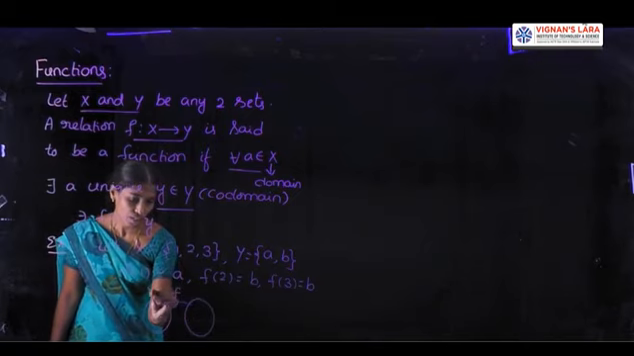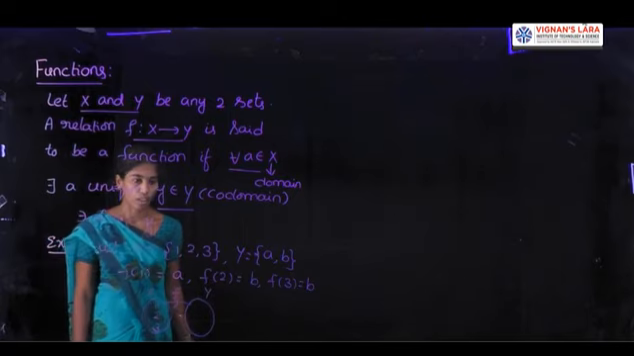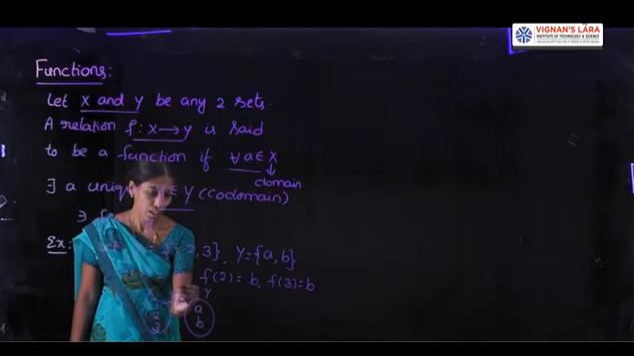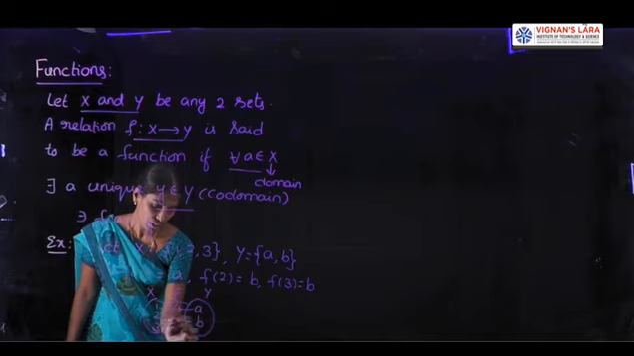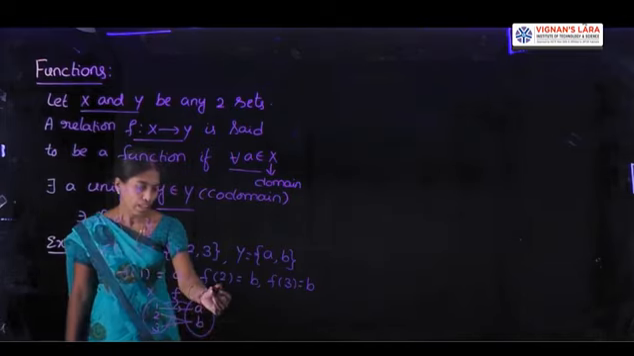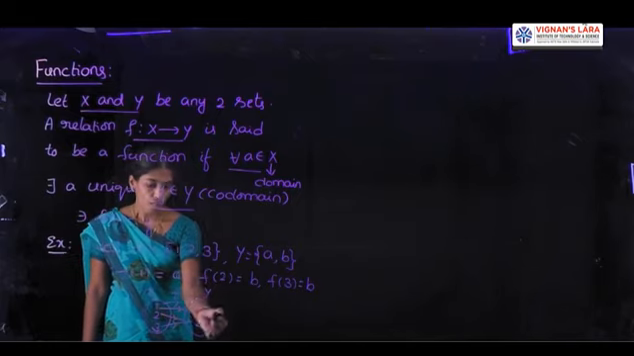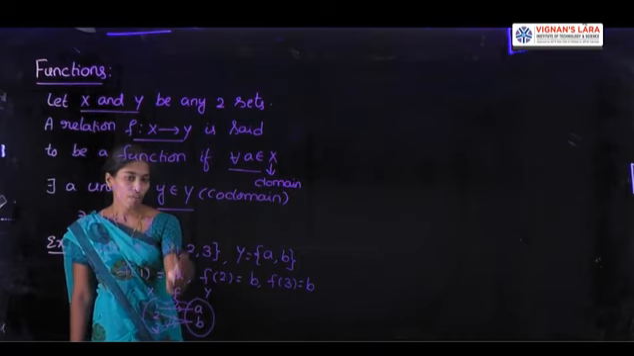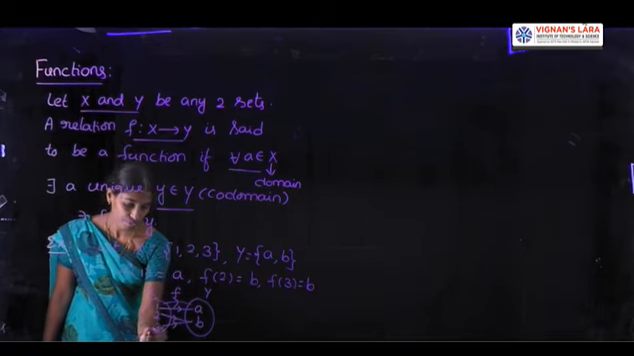f is a function from x to y, x consisting of 3 elements 1, 2, 3 and y consisting of 2 elements a and b. Here 1 is mapped to a, 2 and 3 both are mapped to element b. So for every element of set x, there exists a unique element in set y such that f of a is equal to y, therefore it is a function.